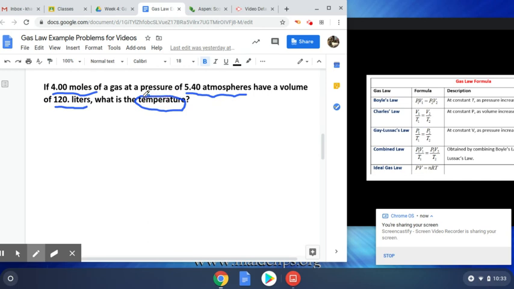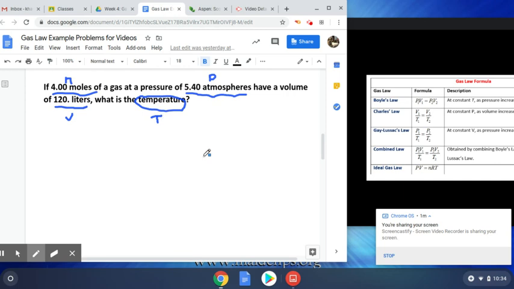Well, this one's a pretty easy one because you don't have to figure out the variables based on the units. It just tells you everything. So the first thing you would notice when you're labeling is that this is moles, so this is going to be N, because we know that N is moles in our gas laws. This specifically says it's a pressure of 5.40 atmospheres, volume of 120 liters, and then we're looking for temperature.